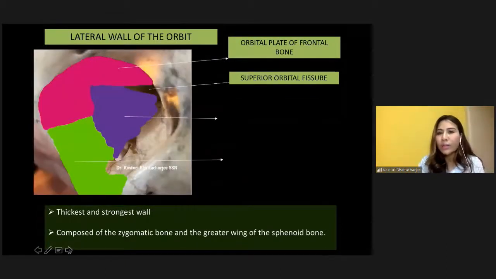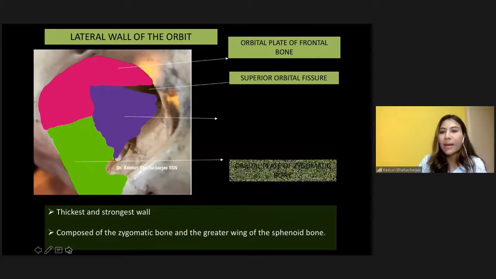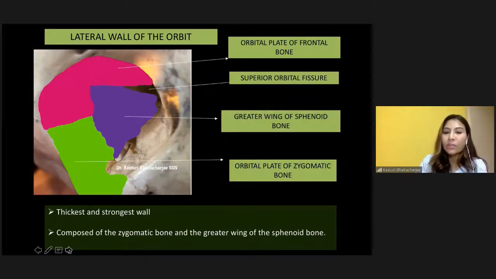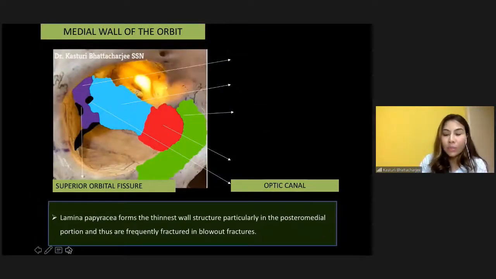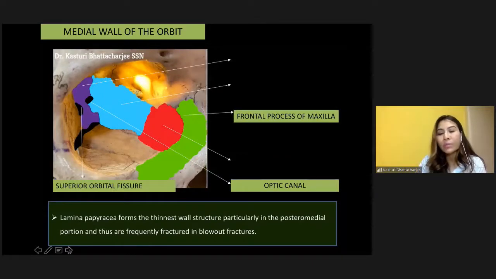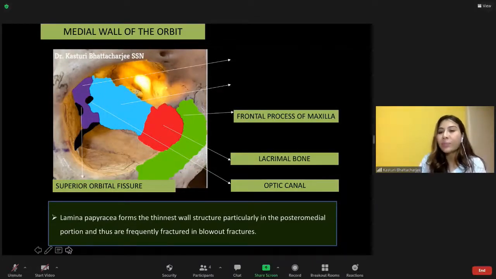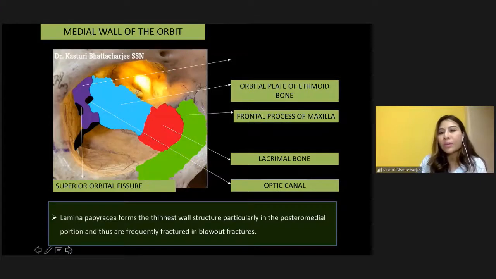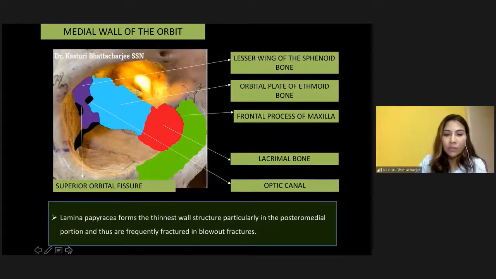If we go to the lateral wall, it is very interesting because it's the thickest and the strongest, and it is basically composed of the orbital plate of the zygomatic bone and the greater wing of the sphenoid. Next, the medial wall is very important for us because most of the fractures occur in the medial wall, and it is the thinnest wall, formed by the frontal process of the maxilla, the lacrimal bone, the orbital plate of the ethmoid, and also the lesser wing of the sphenoid. And if you look very carefully, we have the 2 most important structures: one is the optic canal and one is the superior orbital fissure.